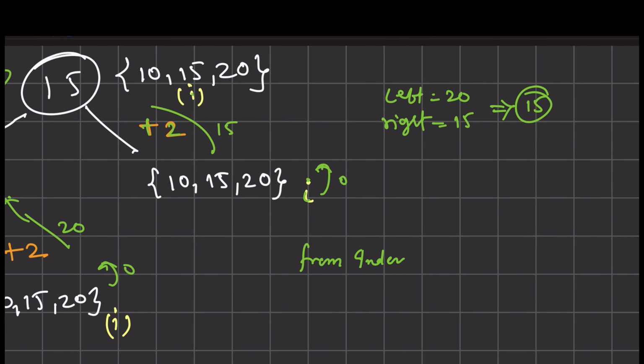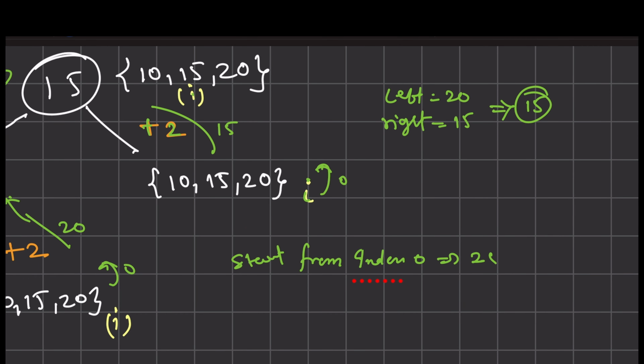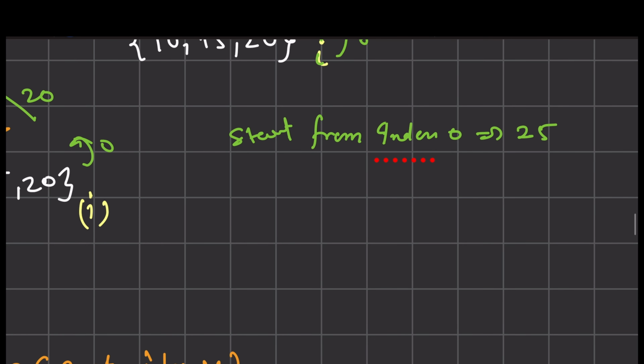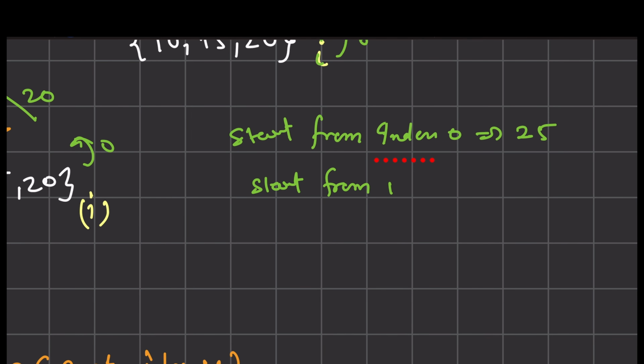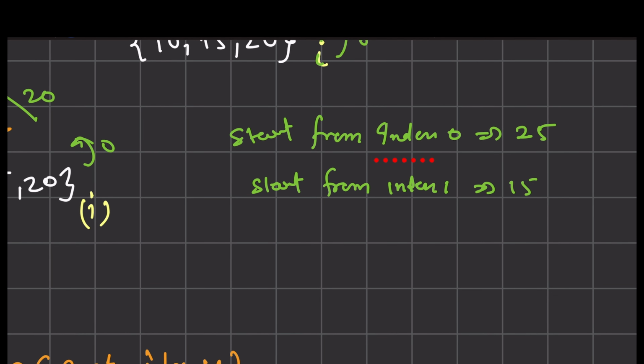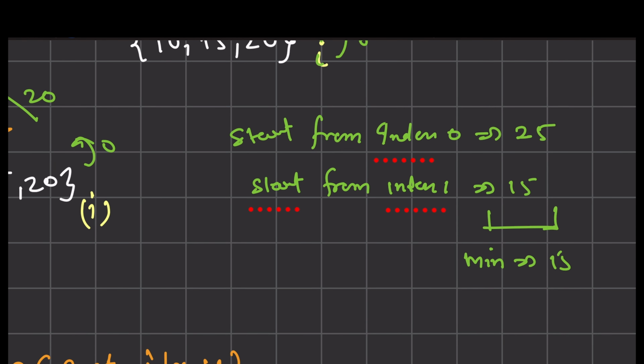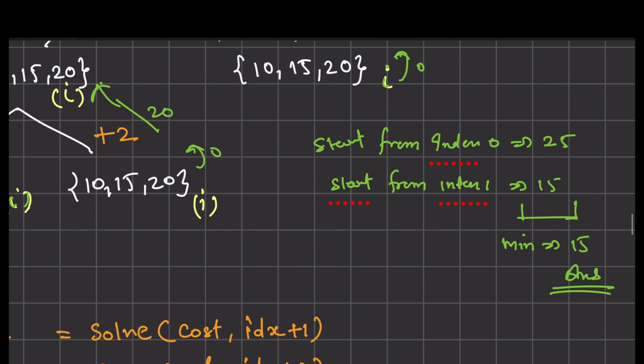So if we start from index 0, we will get 25 as our answer. And if we start from index 1, we will get 15. So what is our answer? We need the minimum, so minimum of 15 or 25, that is 15. So this is our answer. Now let's see how we write code for this.